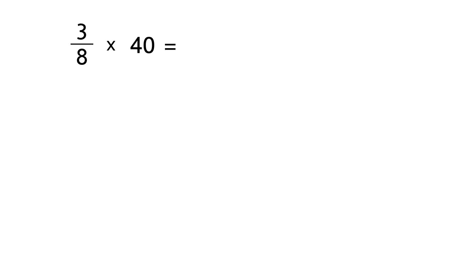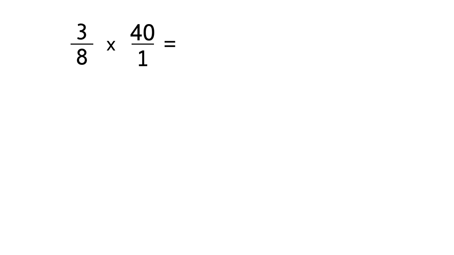Before we move on to the harder questions that we're going to look at in this video, I wanted to just have a quick look at the alternative method of turning the whole number into a sort of fraction by doing 40 over 1 in this example. So the way we solved this one was we did 40 divided by 8 to get 1/8, which is 5. Then we times that by 3 to get our answer.